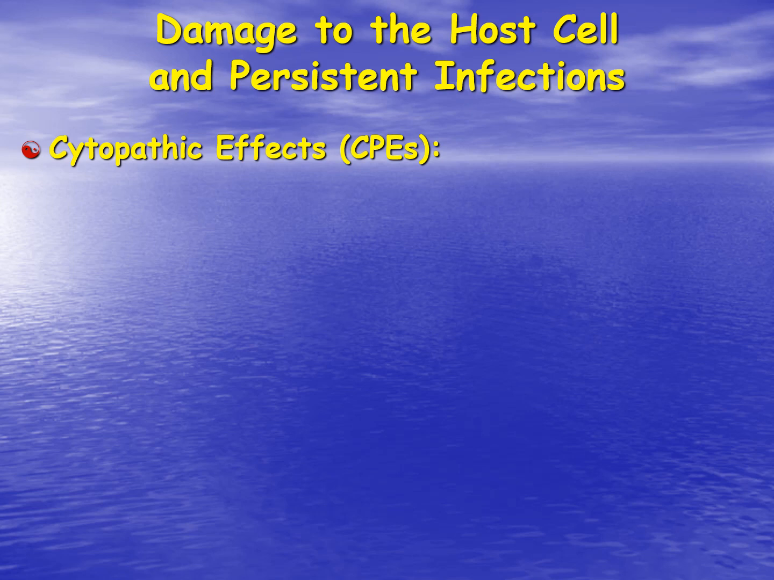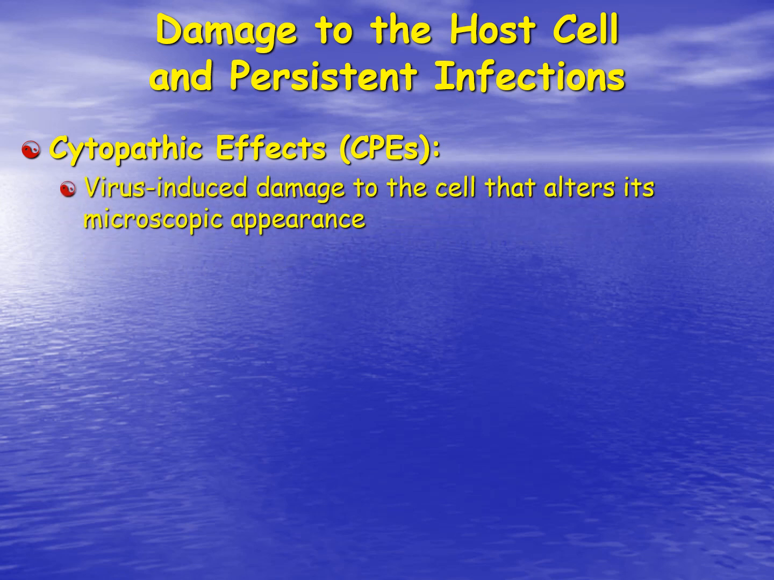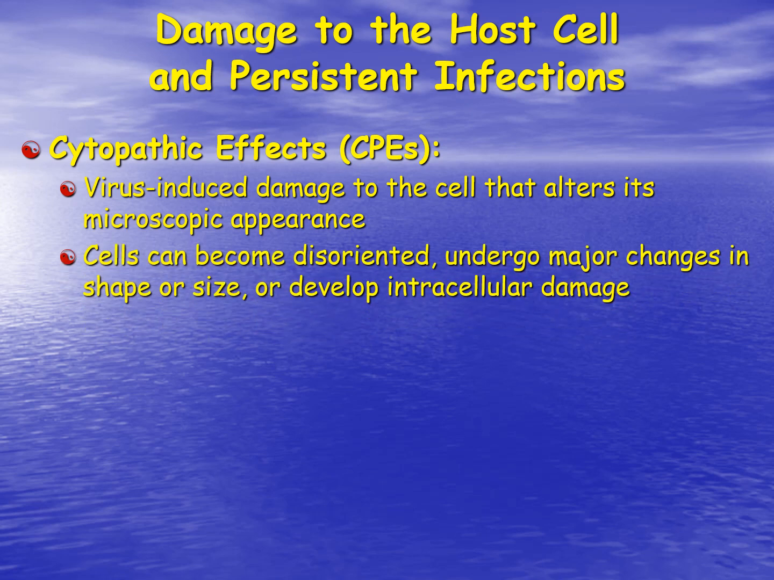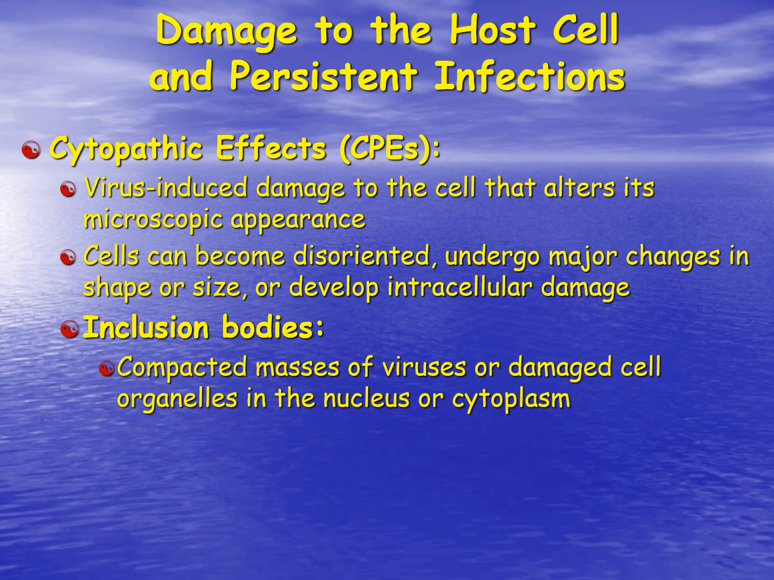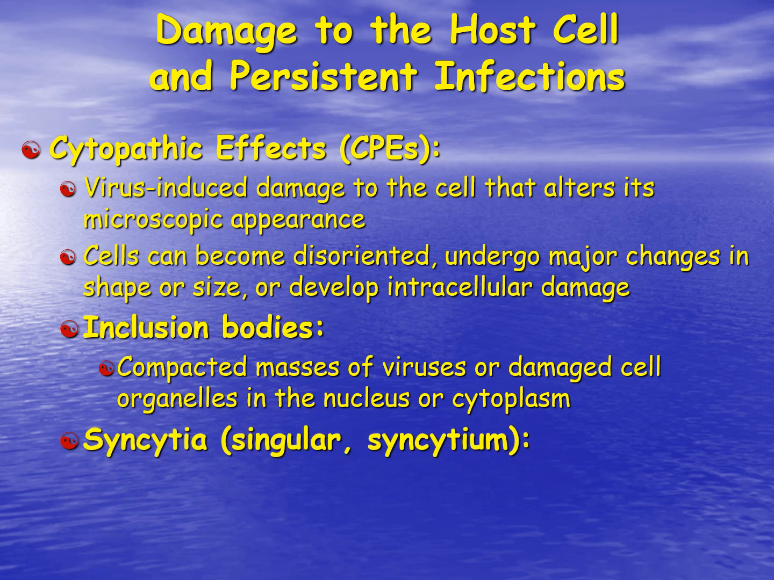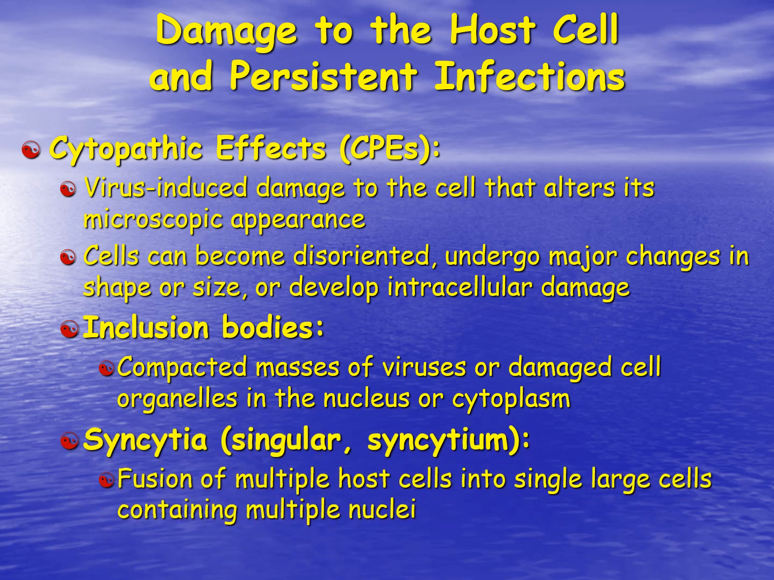Cytopathic effects include virus-induced changes to the cell that alter its microscopic appearance. The host cells can become distorted, undergo major changes in their shape or size, or develop intracellular damage to the point that they eventually die. In some viruses, we form inclusion bodies, which are compacted masses of virus or damaged cell organelles in either the nucleoplasm or the cytoplasm. Or some viruses actually form what we call syncytia, and this is where the host cells fuse together to form large single cells containing multiple nuclei.